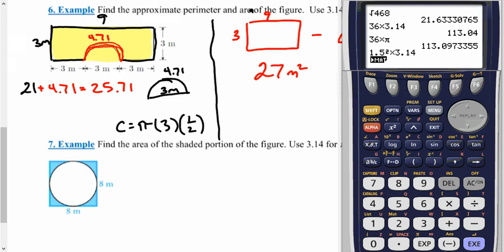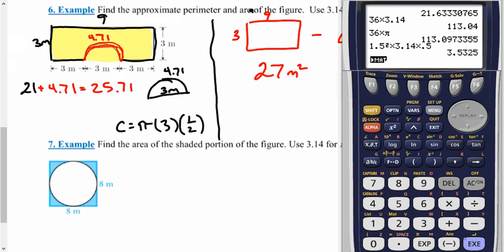3.14. And then we said we wanted half of that. So I'm going to take it times 1/2, or 0.5. Okay, so you could do all this by hand if you wanted. I'm just kind of expediting the process a little bit. That gets me 3.5325.